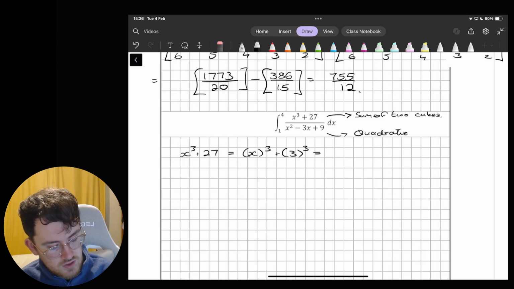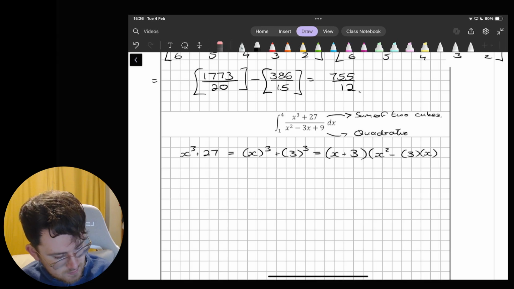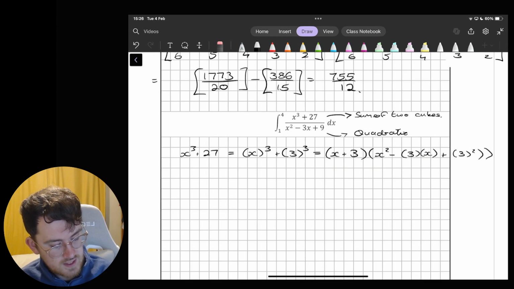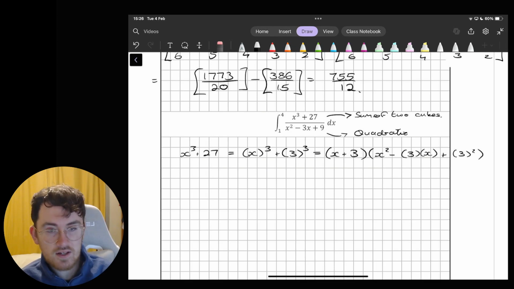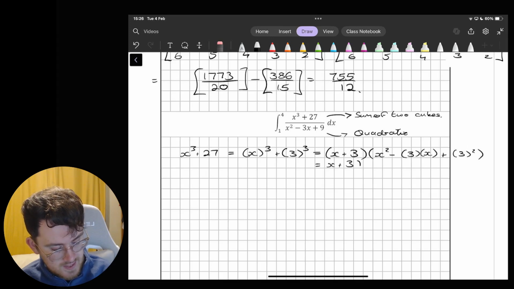Bearing in mind for sum of 2 cubes, the first bracket will match the question. The second bracket will always be different to the question. And the last bracket is always positive. So just small things here that can help us in remembering that little formula for sum of 2 cubes. First bracket's always the same as the question, second is always different, and final is always positive.